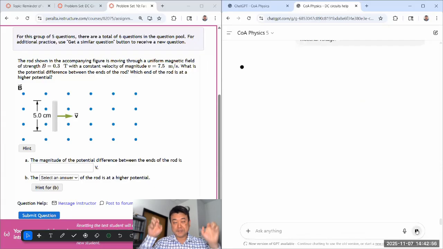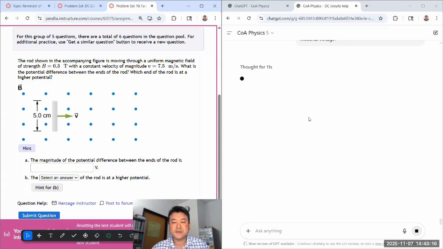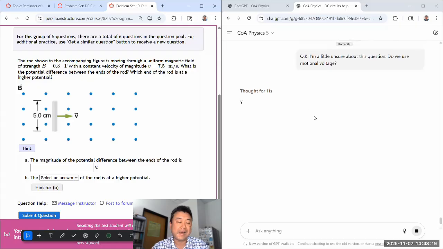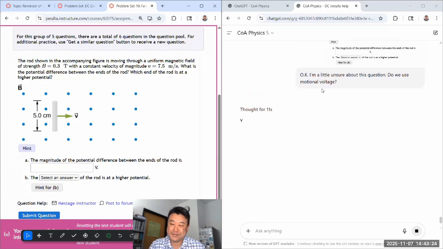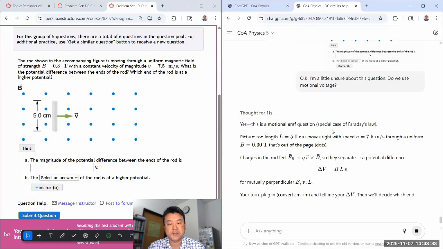I will tell you, motional voltage is my non-standard term. It has to do with me trying to avoid the phrase motional EMF, which is totally standard, but EMF is terrible terminology. It stands for electromotive force. That is not a force. It doesn't really have anything to do with things moving, because it's voltage. It's a historical term that once you call it EMF and say EMF is voltage, then sure. But why not just say voltage? That's at least my reasoning for calling it motional voltage. And CoA Physics GPT will understand that usage. Yeah, motional EMF question.